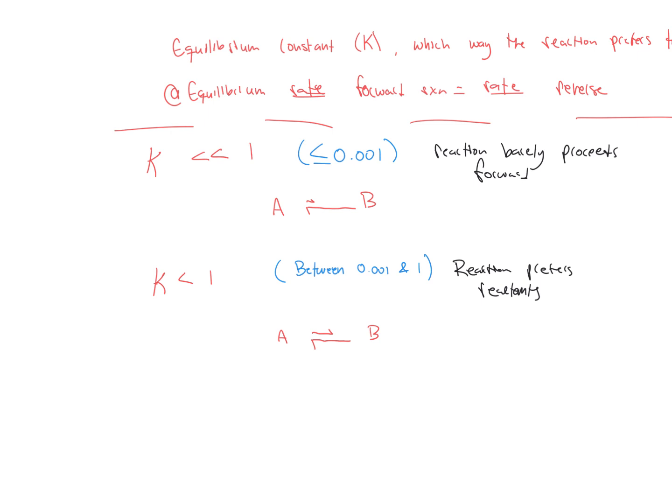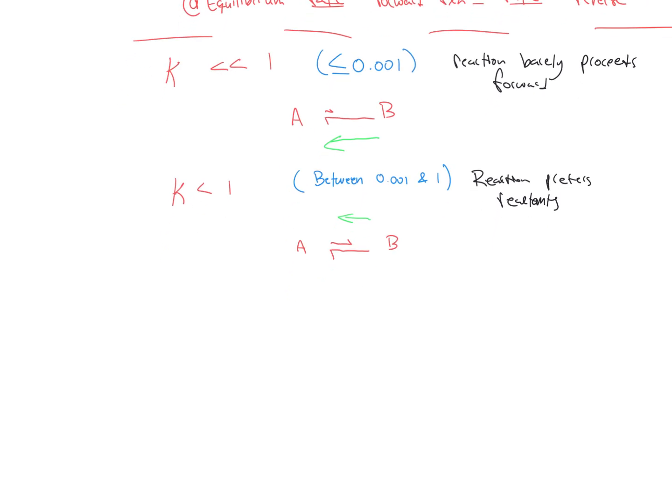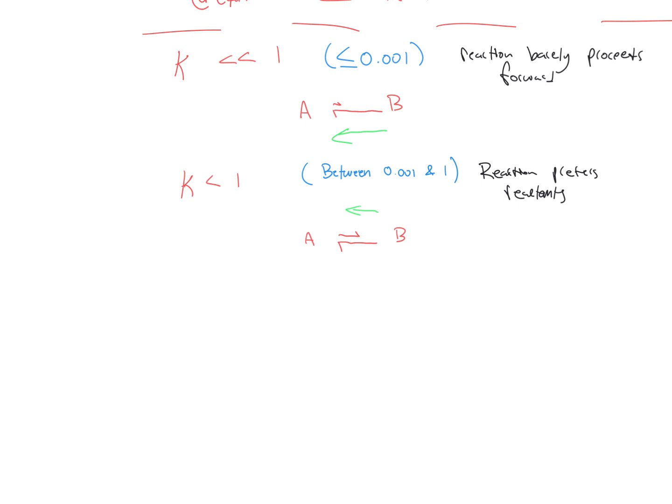And so in this case up here, this reaction wants to go back. In this case, again, the reaction wants to go back, but it's just not as profound as that first example. Now you can imagine we have two scenarios that are exactly opposite. And so that's favoring the reverse. Now we have favoring the forward. If K is greater than 1, basically if it's between 1 and 1,000, the reaction prefers products.